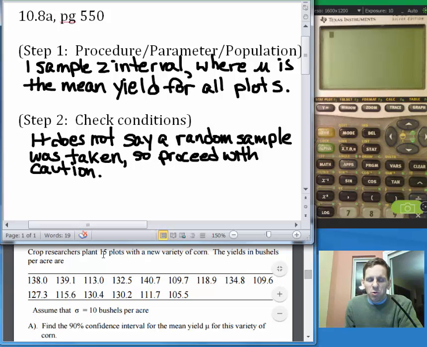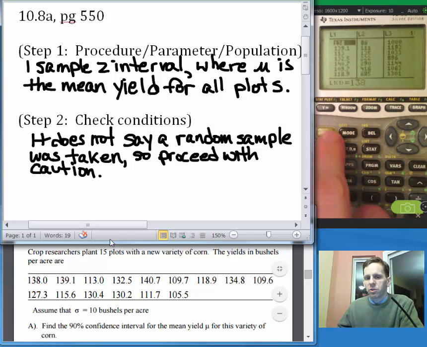It doesn't. It's only 15. We need 30 for a large sample size. So what we're stuck doing here is graphing our data, and hopefully our data, when we graph it, ends up being approximately symmetric or normal. To graph this data, we enter the data into your calculator into a list. I have my data in list 1 in my calculator.